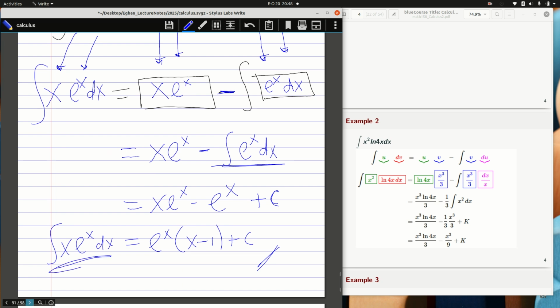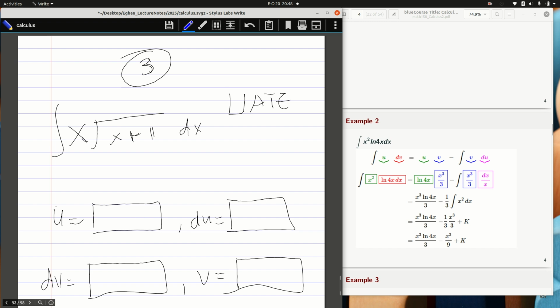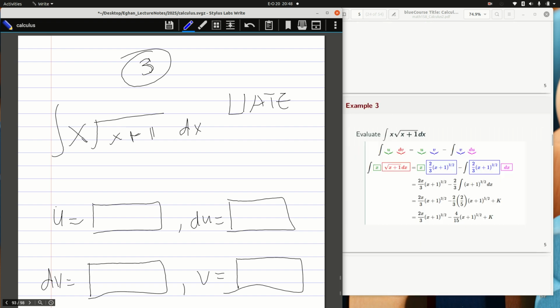So example 3. I hope it's been cool to cooperate. We want to integrate this. Why do we use integration by parts? Because I have f of x and then I have g of x in this form. They are multiplying. I'm assuming this is f of x and then everything here is g of x.